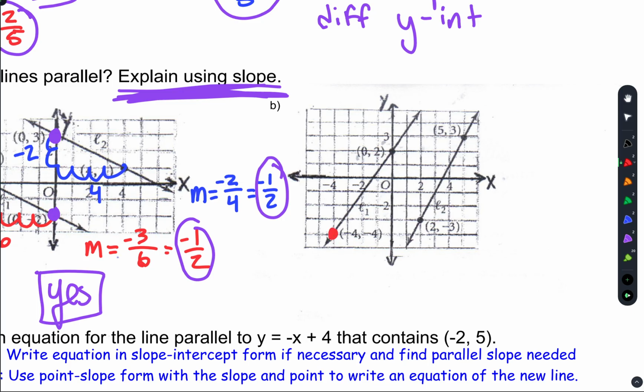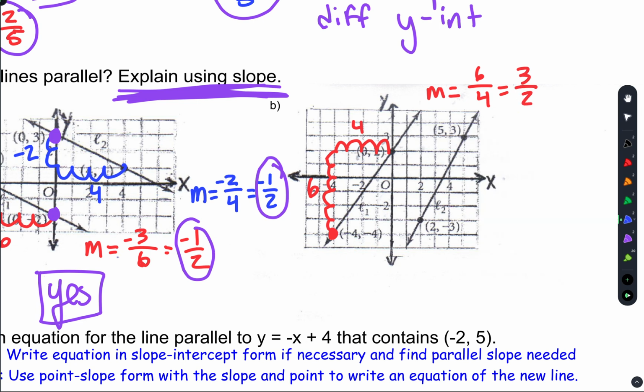Starting with the point on the left, I count my rise. 1, 2, 3, 4, 5, 6 is my rise. 1, 2, 3, 4 is the run. The slope is 6 over 4, or 3/2.